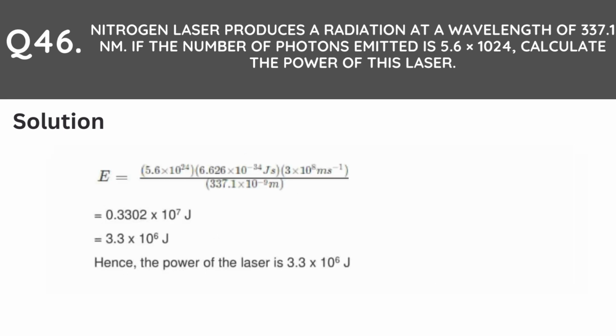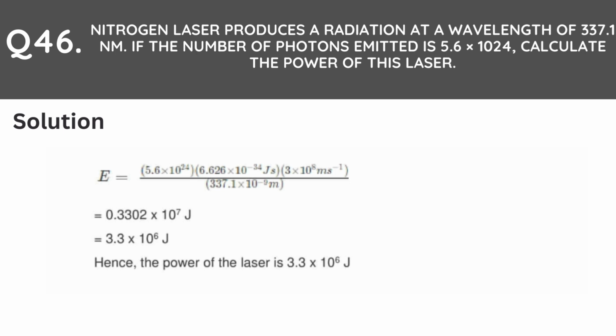E is equal to 5.6 multiplied by 10 raised to the power 24 into 6.6 multiplied by 10 raised to the power minus 34 joule second into 3 multiplied by 10 raised to the power of 8 meter per second, divided by 337.1 multiplied by 10 raised to power minus 9 meter.